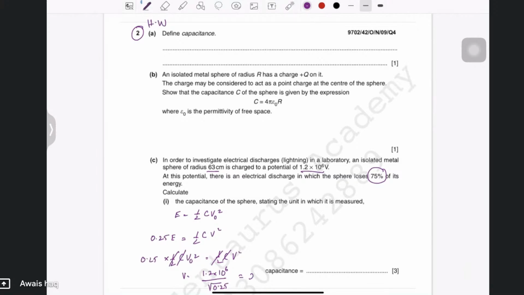2.4 times 10 raised to 6. That's not fair. Why is it higher then? It should be lower, no? I don't know. Yeah, it should be lower. There's some mistake in this. Wait, I made a mistake here.